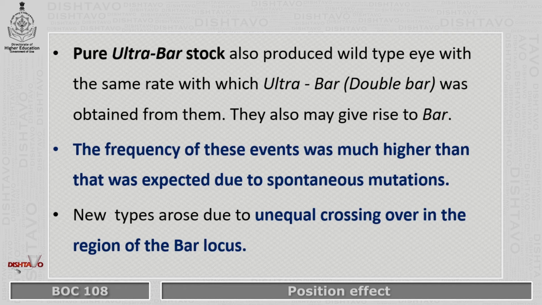Such unexpected phenotypes in the progeny could be expected due to spontaneous mutations. But it was observed by Sturtevant that the frequency of these events was much higher than that would be expected due to spontaneous mutations. So he formulated a hypothesis and confirmed that new types arose due to unequal crossing over in the region of the bar locus.